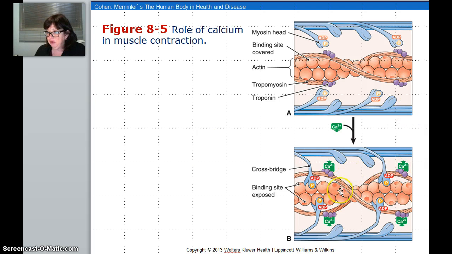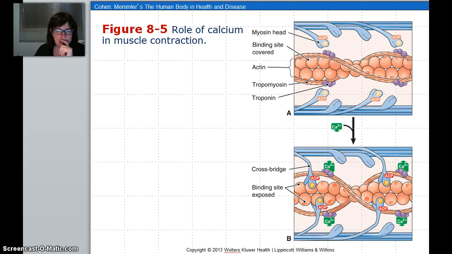To stop the whole process, the calcium just gets absorbed. When the calcium gets absorbed, it will then cause the tropomyosin to cover the binding sites again. That's the basics of it. I will do it again with another video in more detail. That is very important, and I want you to know the details.